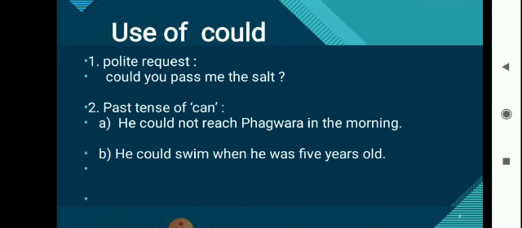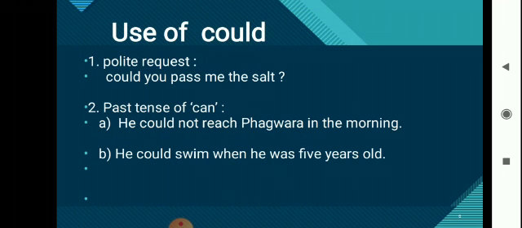Next, coming to could. Could is used to make a polite request, and it is the past tense of can. For a polite request, we say, could you pass me the salt? And for the past tense of can: he could not reach Fagwara in the morning.